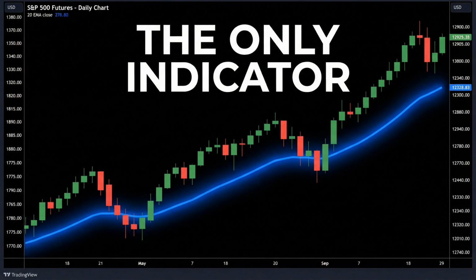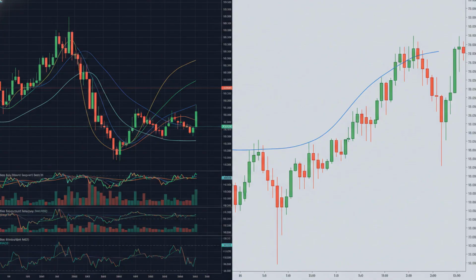Professional traders strip their charts bare to see the truth, but Al Brooks keeps exactly one line: the 20-period exponential moving average. Most traders clutter their screens with oscillators, bands, and clouds, searching for a magic signal. Al Brooks, however, argues that you only need price action and one reference point to understand market structure. That reference point is the 20-period exponential moving average, or EMA.